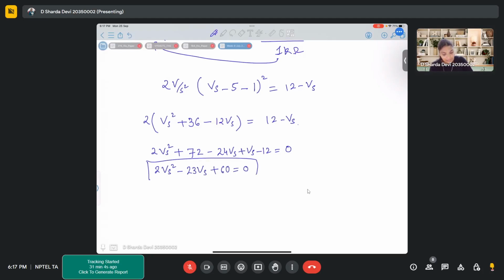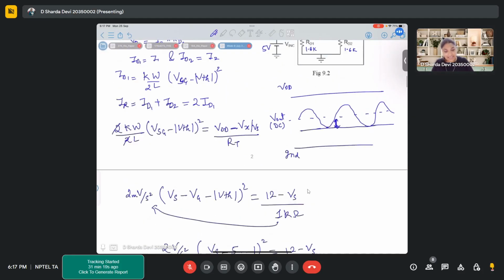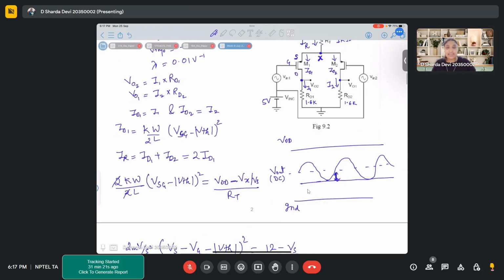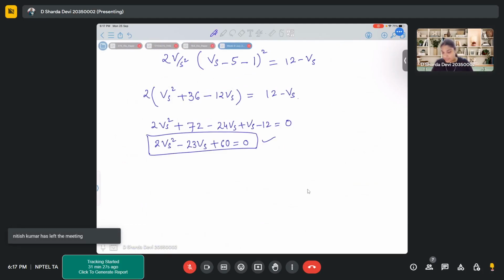Correct? Now if we solve this equation, we'll get the values for Vs, right? So what is the value of Vs that we are getting? Why are we calculating Vs? Because the moment we get Vs, we can simply find the current, and through that we can find the V out. So that's why Vs is very important.